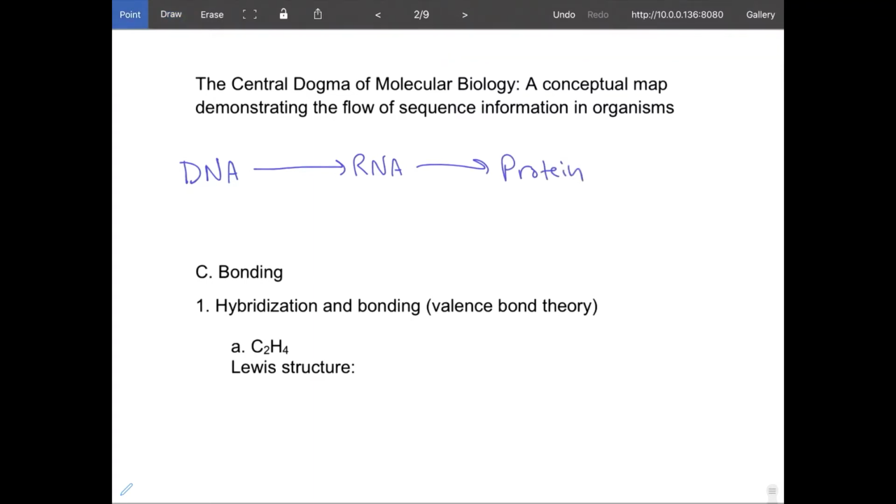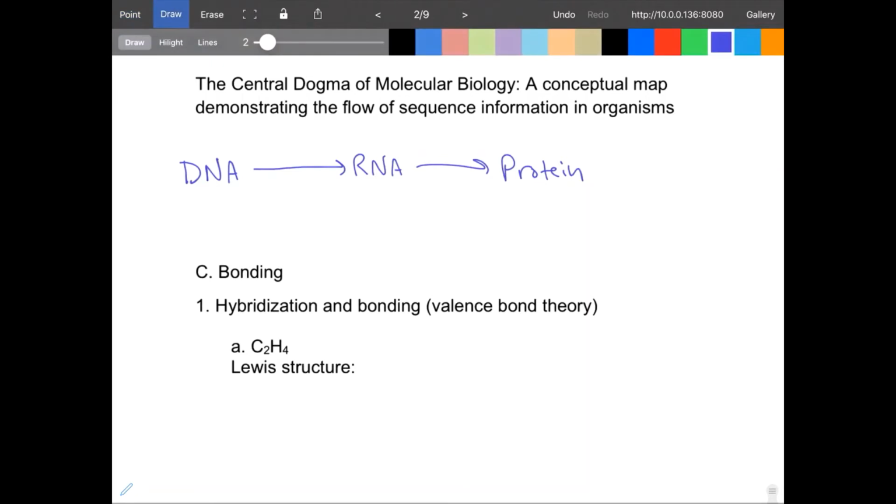And you, of course, recall that the process by which DNA is converted into new DNA is replication, and the process by which the information stored in DNA is given to RNA is transcription, and then finally the process of converting that information into a protein is translation.